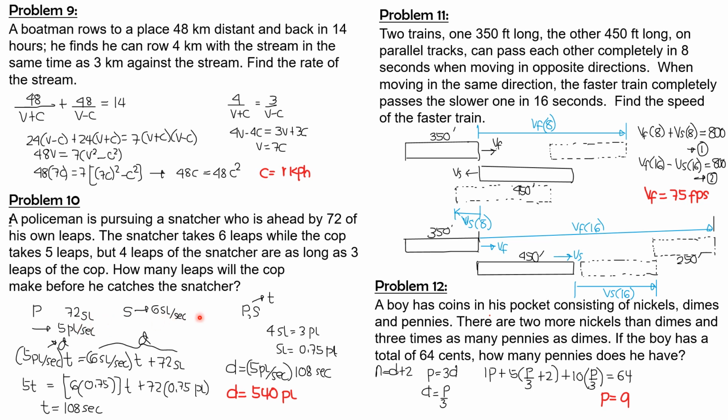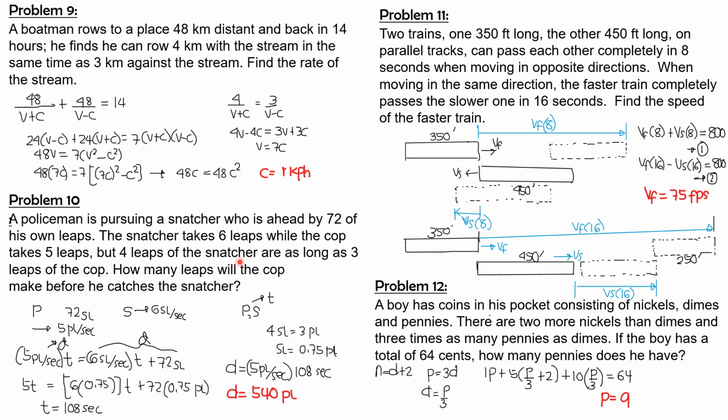So we should set up an equation with consistent distance, and we will express that in terms of the snatcher's leaps. So this is the distance: 5 policeman leaps per second times time. They meet here at the same time. Then for the snatcher, we have 6 snatcher leaps per second times time, because the snatcher is ahead by 72 snatcher leaps, so plus 72 snatcher leaps.